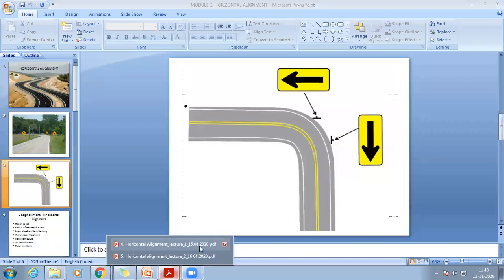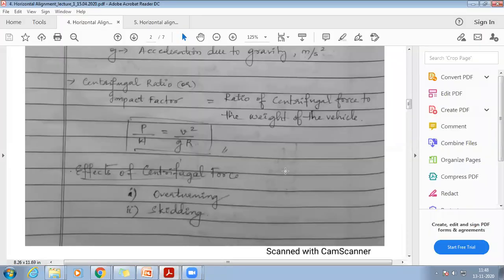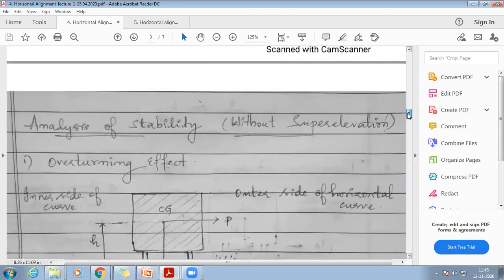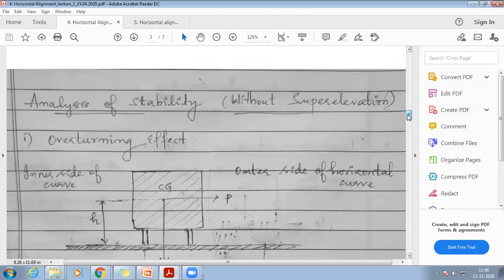Okay, so we'll see the analysis now. You can see here, the two effects of centrifugal force are overturning and skidding. Now there is a small analysis for this overturning and skidding, so we are going to analyze the stability of the vehicle. The first one we are going to discuss is the overturning effect. I have written it without super elevation because as of now we are not going to take the super elevation into account. It's just a plain road, plain curve. Super elevation has not been provided, so we'll come to that.